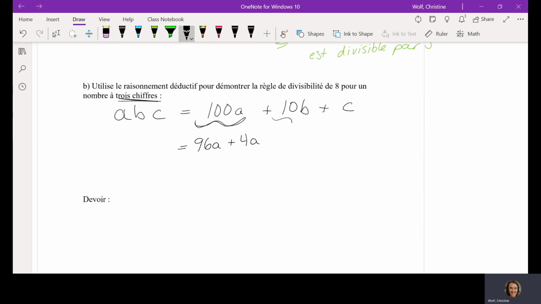On fait exactement la même chose ici. So c'est quoi le plus grand multiple de 8 qui existe dans 10? Well, it's 8. So je réécris ça comme 8B plus 2B. So I'm just rewriting 10B as 8B plus 2B. Okay? And then, well, C, on peut rien faire avec C. Okay. So now, à cette étape ici, okay?